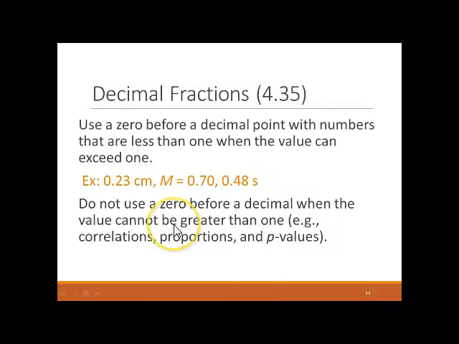But if the value is one that cannot be greater than 1, then in that situation you do not put a 0 before the decimal. So in reporting correlations or R values, since R can be a number between -1 and +1, you would not put a 0 before the decimal. Similarly, p-values are between 0 and 1. So in those cases, you would also not put a 0 before the decimal.